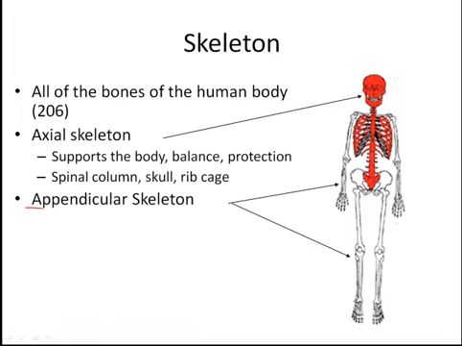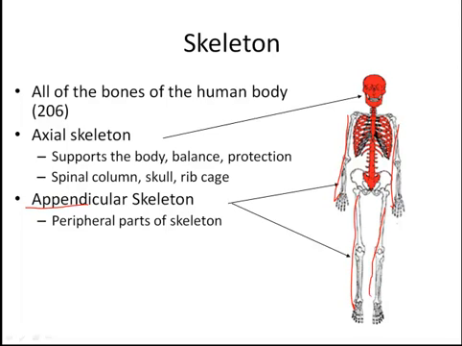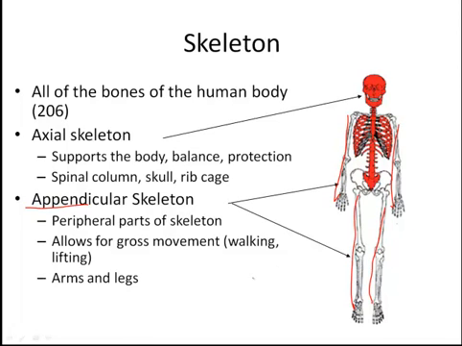Your appendicular skeleton are your appendages. Okay, these are the peripheral parts of the skeleton, so these parts off here that hang off the sides, that would be your arms and legs. And that allows you to do movements like walking and lifting and stuff. Without those bones, you wouldn't be able to do those things. Okay, so you need your arms and legs and the things that they're connected to, like the pelvis bone.